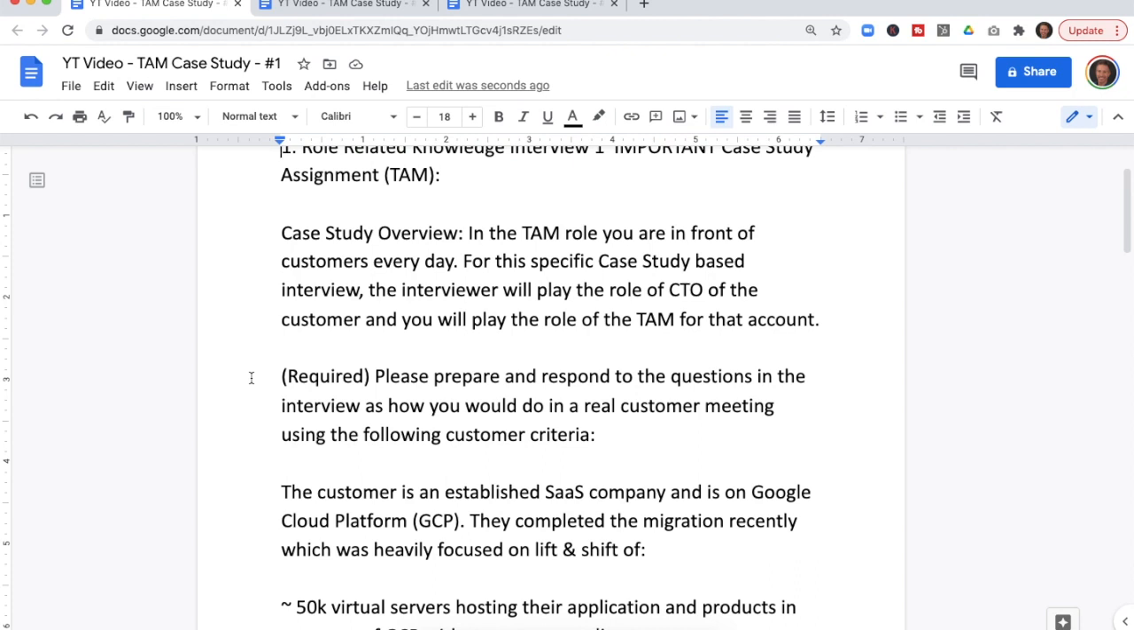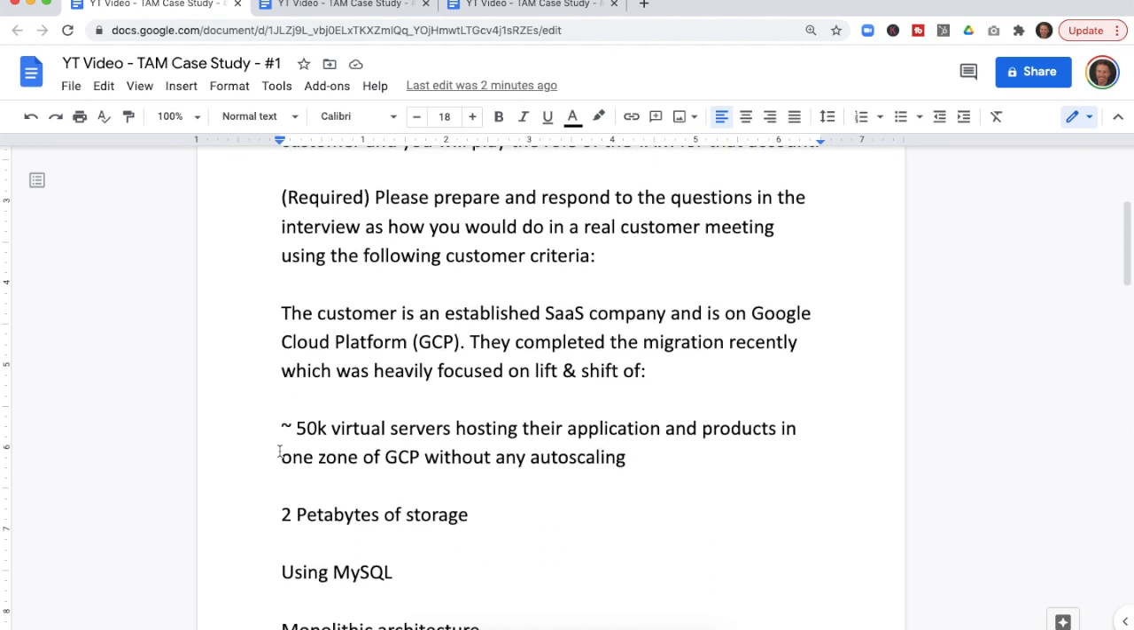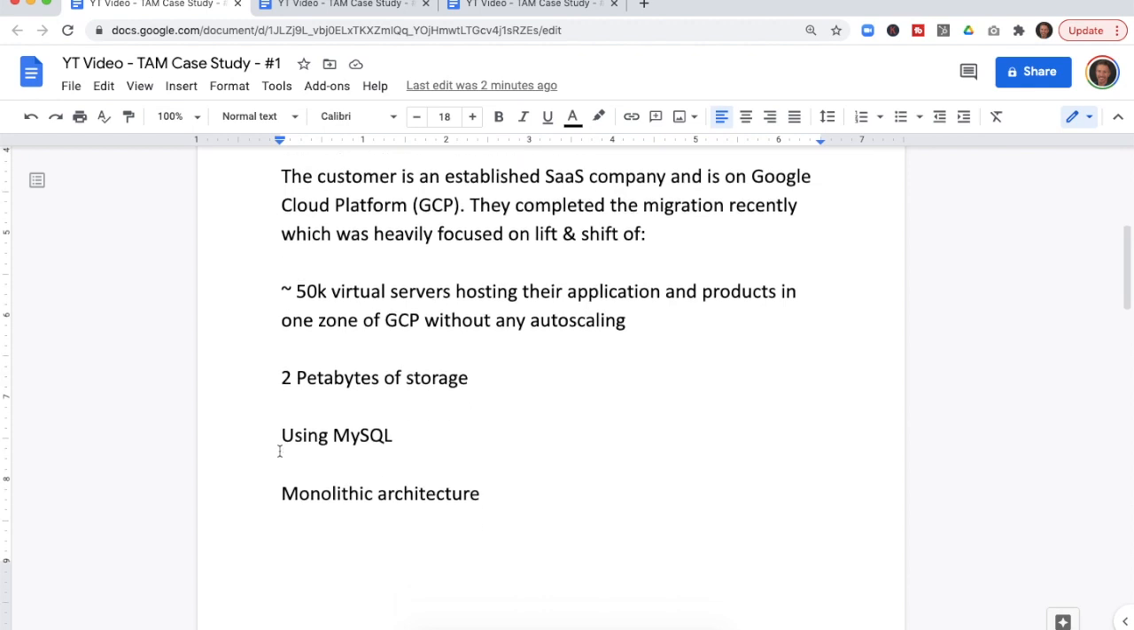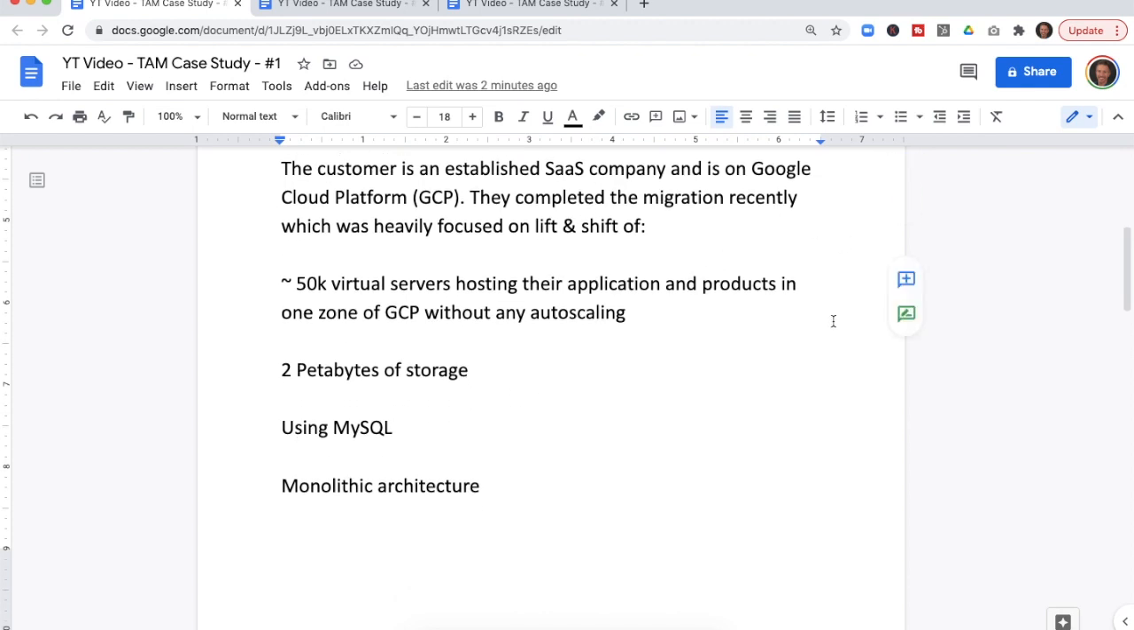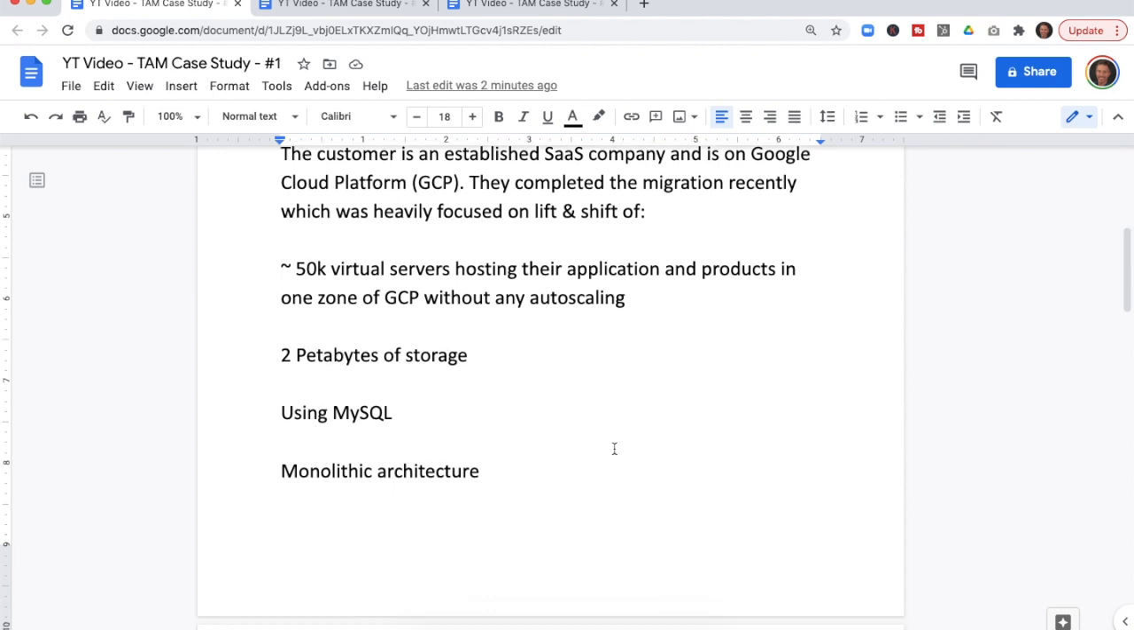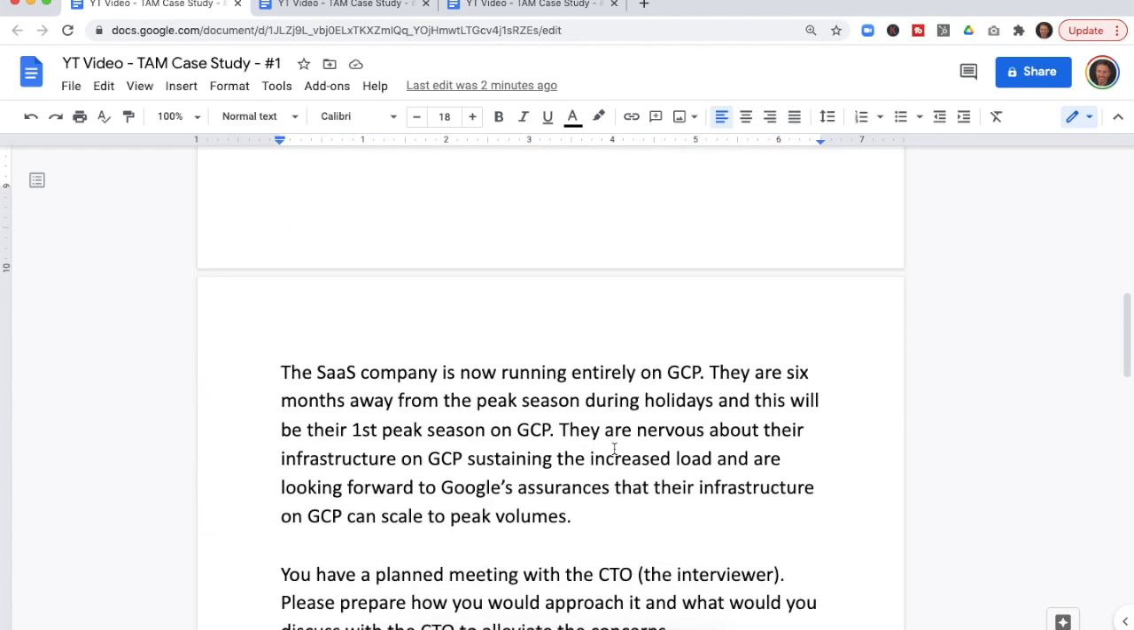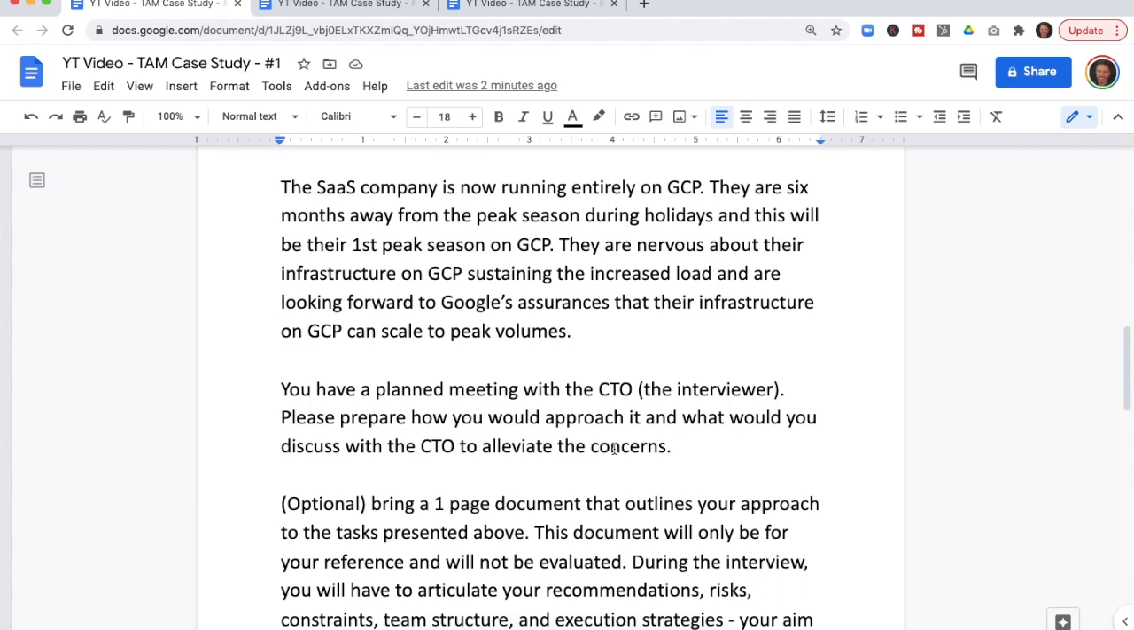Essentially, you're a technical account manager for GCP and really focus in on that. And the interviewer is going to play the role of a CTO who has a strong technical background. So as we're going through this, a few items that you're going to want to keep in mind are some of these data points, so that it's a SaaS company. They're completely migrated to Google Cloud, the virtual servers, the petabytes, the monolithic architecture, etc. So now that they're running entirely on GCP, they're going to set the stage from a timeline perspective, like they're coming up on peak season. Something that's important to remember is COVID. We're in an edge case, so definitely factor that in.